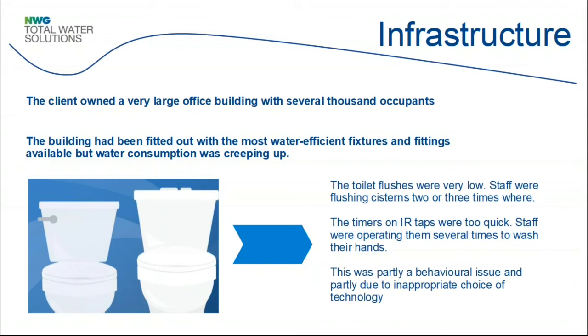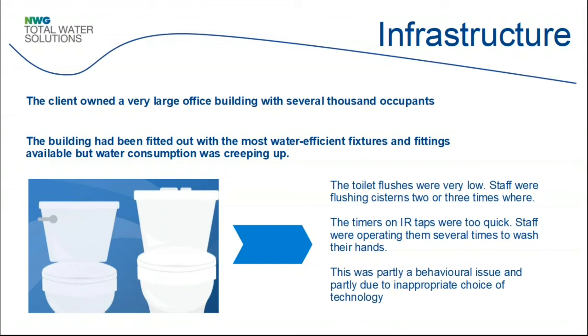We did the desktop audit. We looked at the list that the client sent about the types of fixtures and fittings that were installed and the numbers of them. What we spotted was that the flush mechanisms on the toilets and the systems were actually very low. Older toilets might be 9 litres of flush, newer ones might be 6. These ones are actually about 3 to 4.